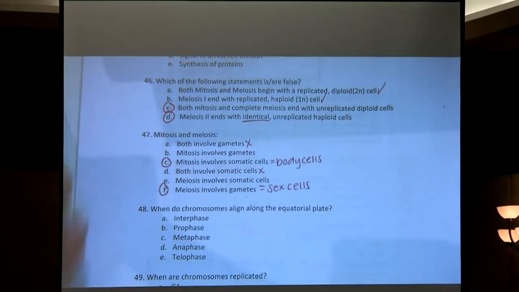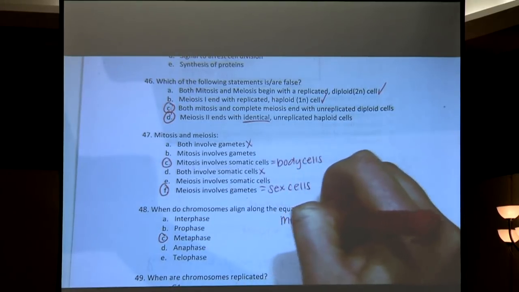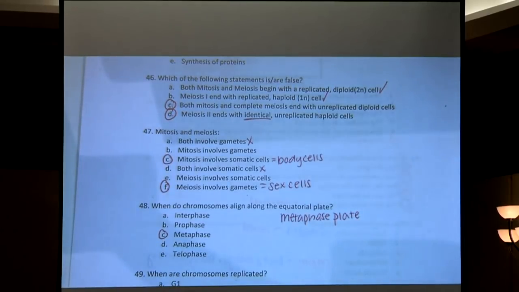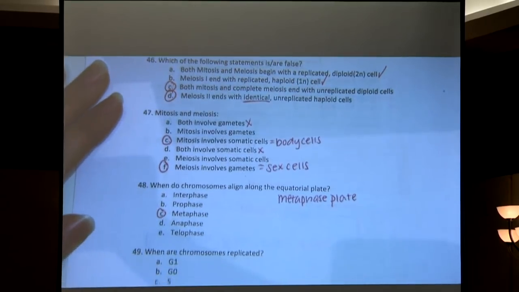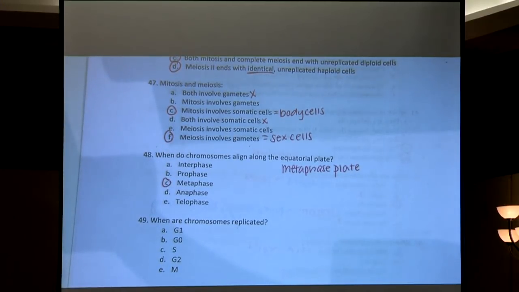All right. So kind of just the basic overview for the division process. When do chromosomes align along the equatorial plate? Good. So metaphase, and this could also be our metaphase plate. All right. So in this case, we also have: when are chromosomes replicated?